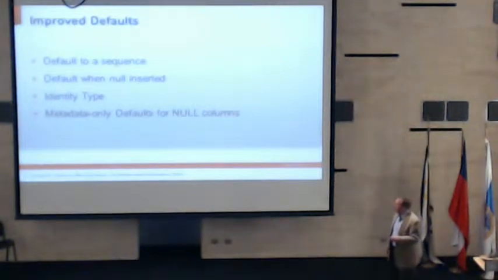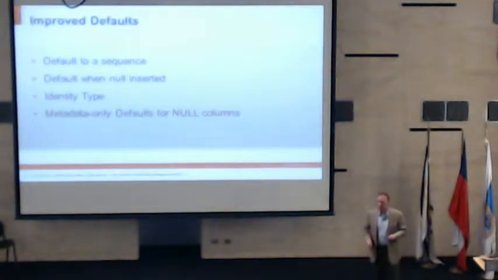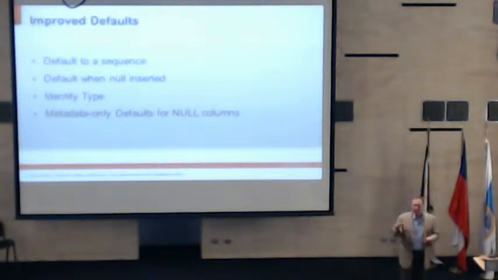There is an identity type, which depends on this new capability. The identity type automatically generates a sequence and auto-populates that column. This is primarily for migrations from other databases that support the same identity type concept. And then the last one is sort of a DBA feature, metadata only defaults. And I'm going to demonstrate that one so that you can understand what it is as well.